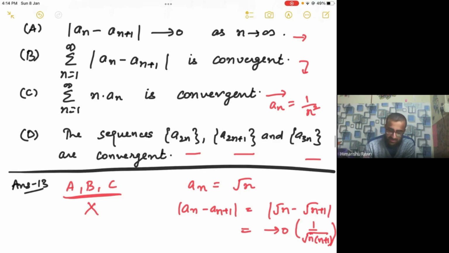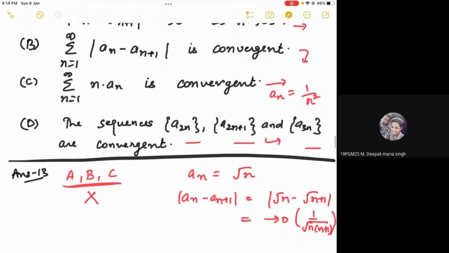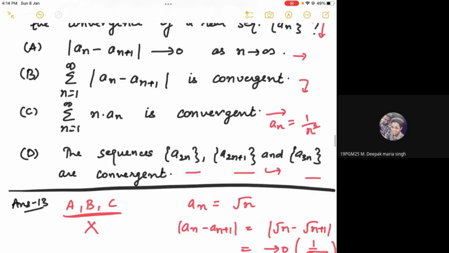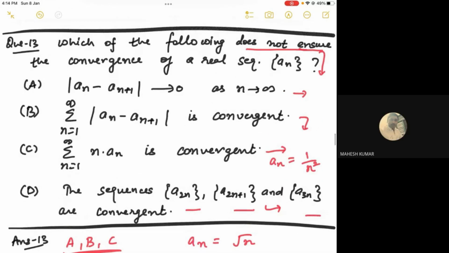Option D. We cannot take it like that, no sir. Option C, sorry. So if a_n = 1/n², then n·a_n is not convergent, no sir. The series summation is divergent.